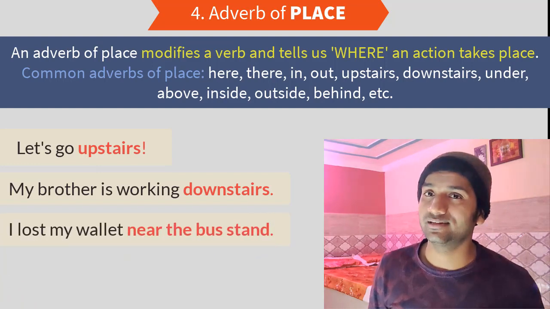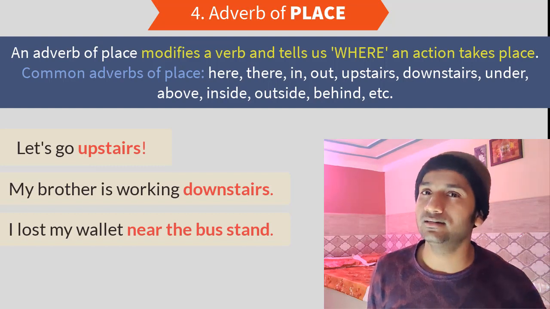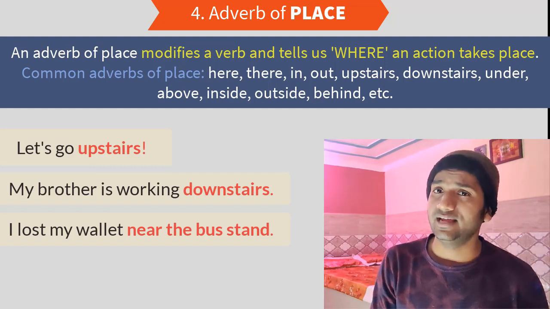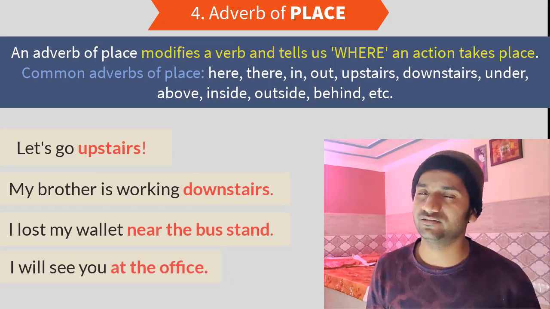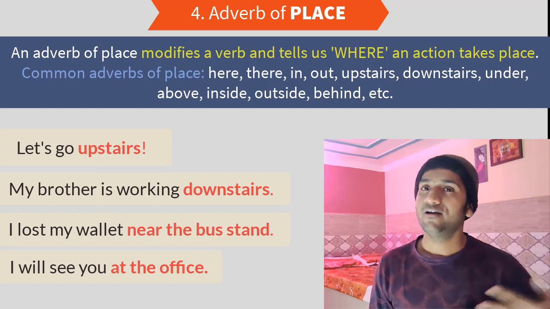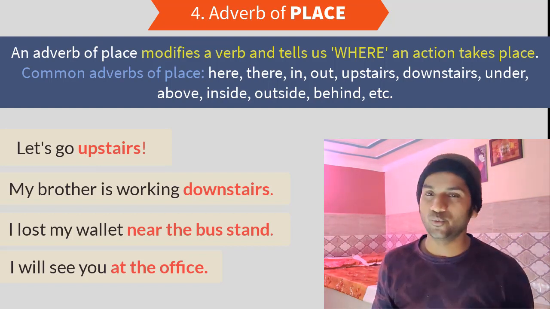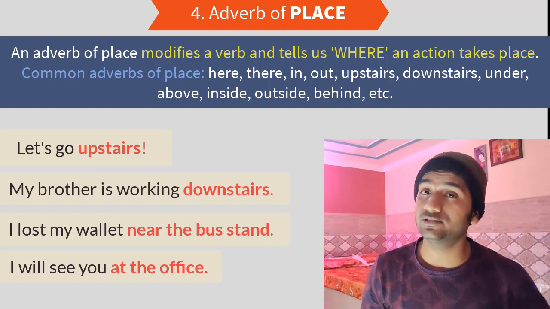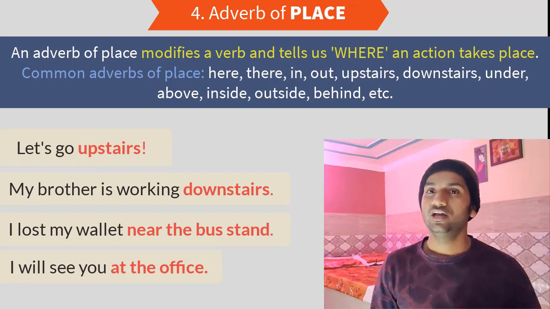I lost my wallet near the bus stand. Where did I lose my wallet? Near the bus stand. I will see you at the office. Where will you see me? Where will the action happen? At the office, all right? So all these words are adverbs of place. They're talking about the place of an action, where the action happens.